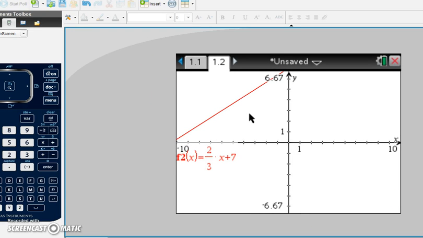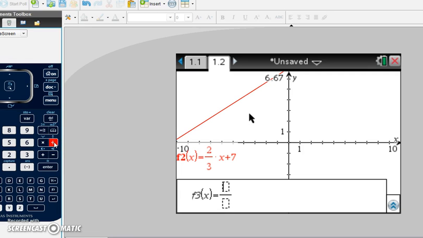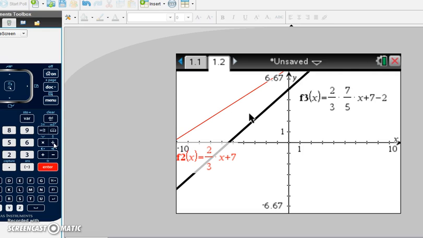So what I'm going to do, I'm going to press tab, okay? And I'm going to put my new equation, but I put the same number, like 2/3. But what am I doing to the slope? I said I want you to multiply it by 7/5. So I'm just going to put it there, times 7/5. And remember, this is the slope, so you keep the x. Now that y-intercept was 7, but I asked you to decrease it by 2. Now I see my new line, okay?